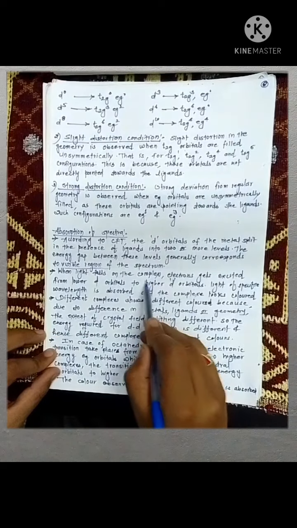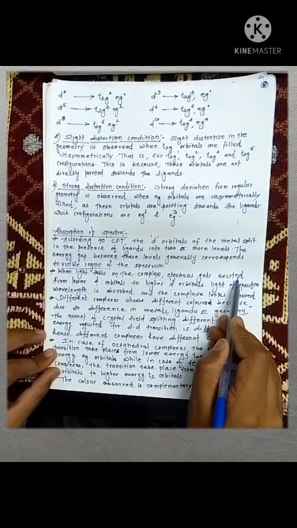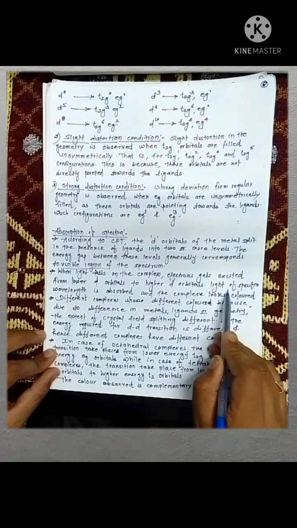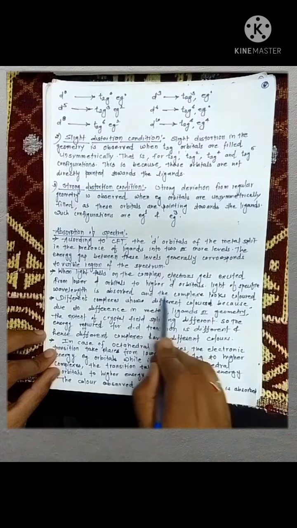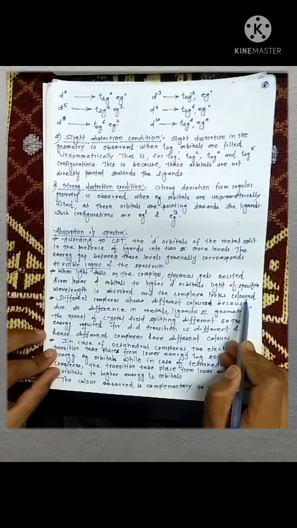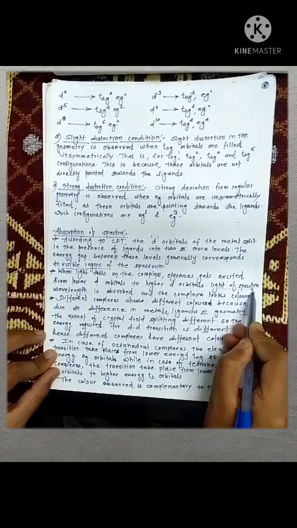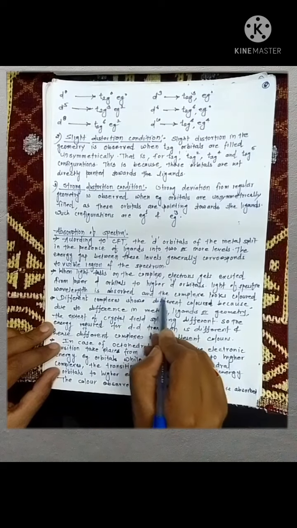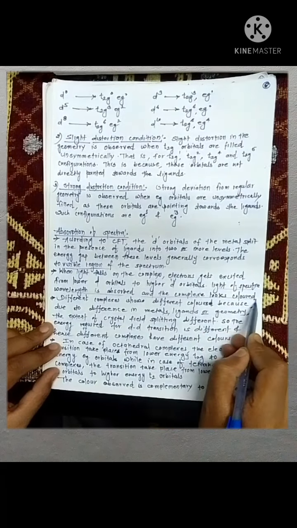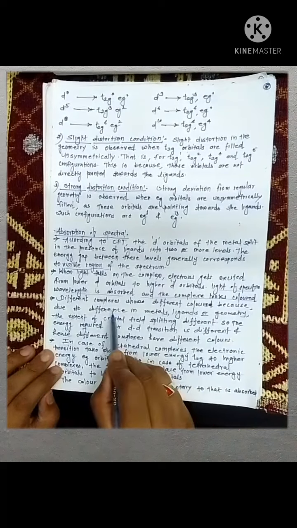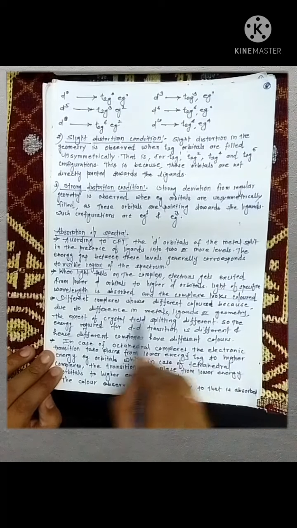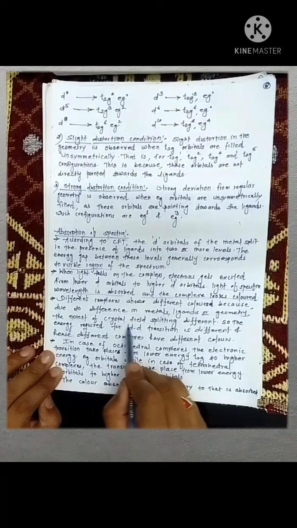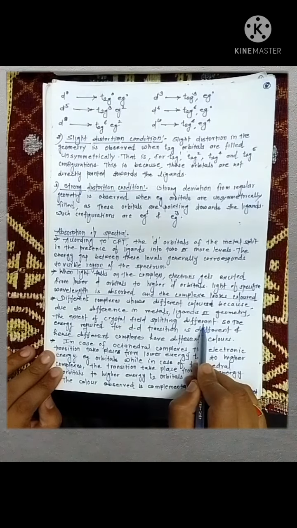When light falls on the complex, an electron gets excited from a lower d orbital to a higher d orbital. Light of a specific wavelength is absorbed and the complex looks colored. This is also a very important thing. We will discuss this in detail in the next topic, so just pick up this point. Different complexes show different colors because, due to differences in metal, ligands or geometry, the extent of crystal field splitting is different.